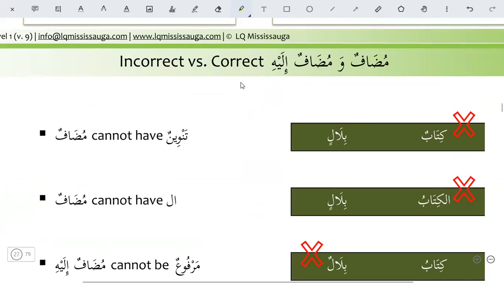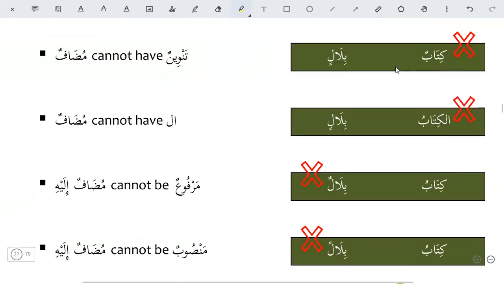Then now we learn incorrect versus correct about the mudaf and mudaf ilay. Kitabun bilalin. Kitabun has a tanween, and this is wrong. Why is this wrong? Because mudaf can never have a tanween. So kitabun, this is wrong. We cannot write like this, kitabun bilalin. Mudaf cannot have a tanween.